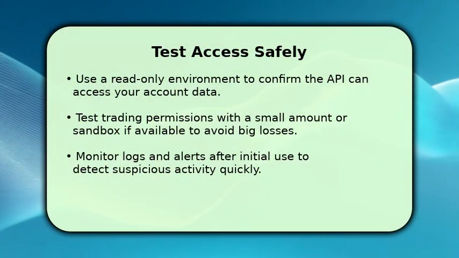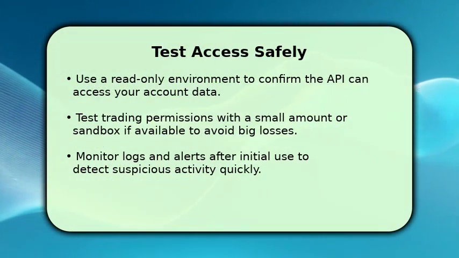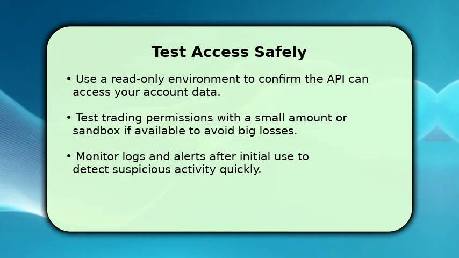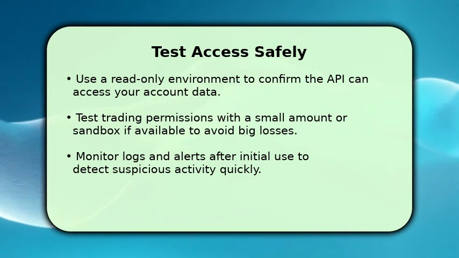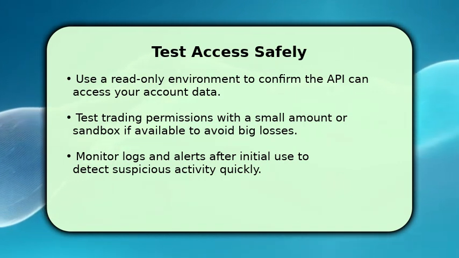Now test the API in a cautious way by using read-only access or a sandbox if you have one available. Try small, low-risk actions first and monitor account activity and logs closely to ensure requests behave as expected. If anything looks odd, revoke the key immediately and generate a new one.